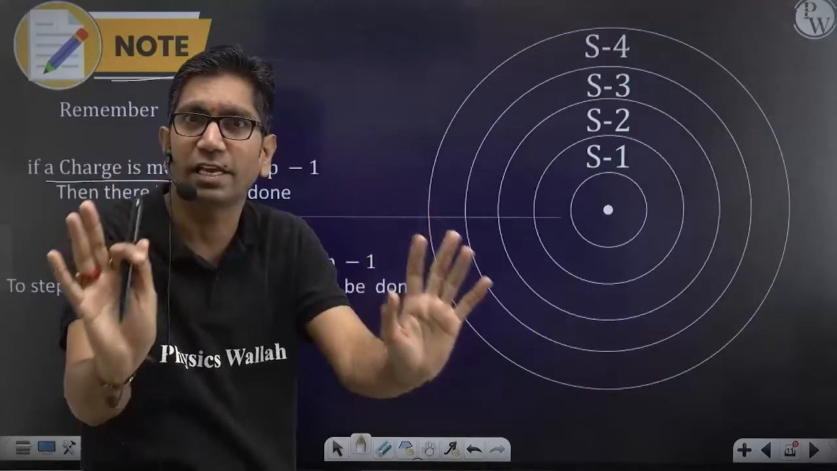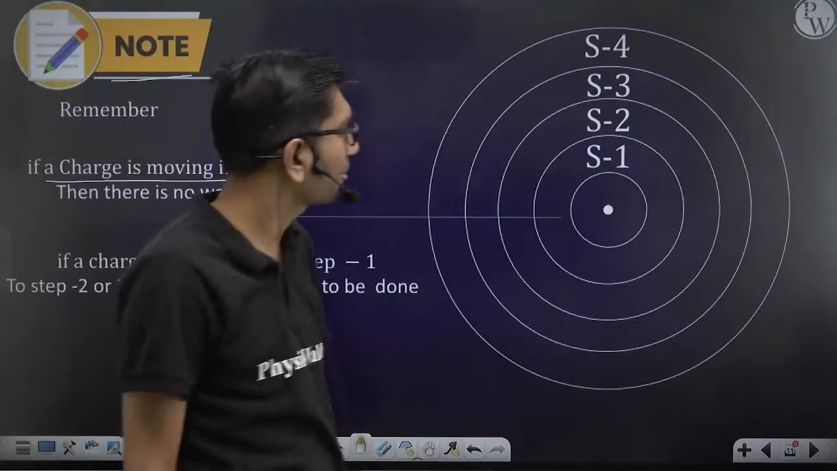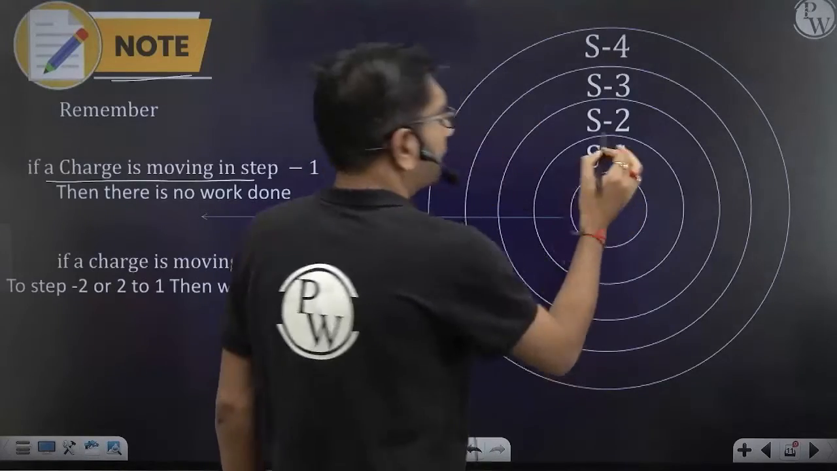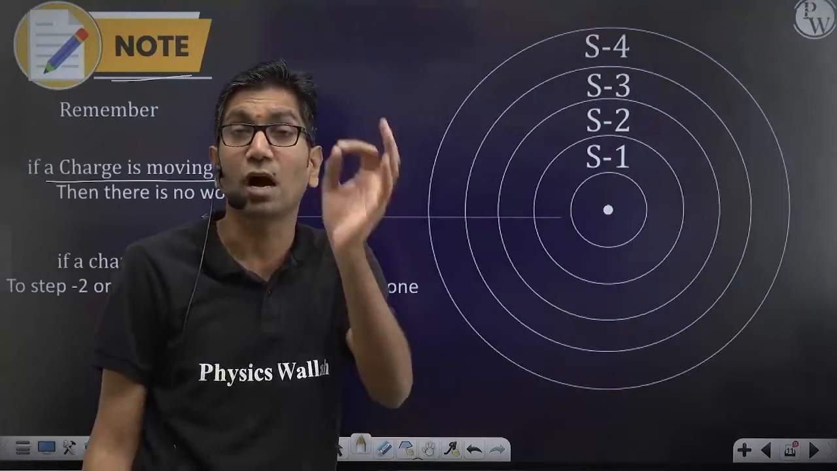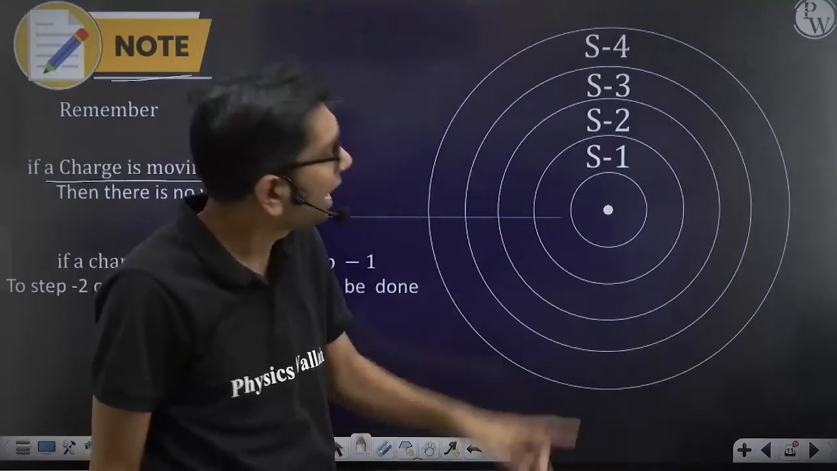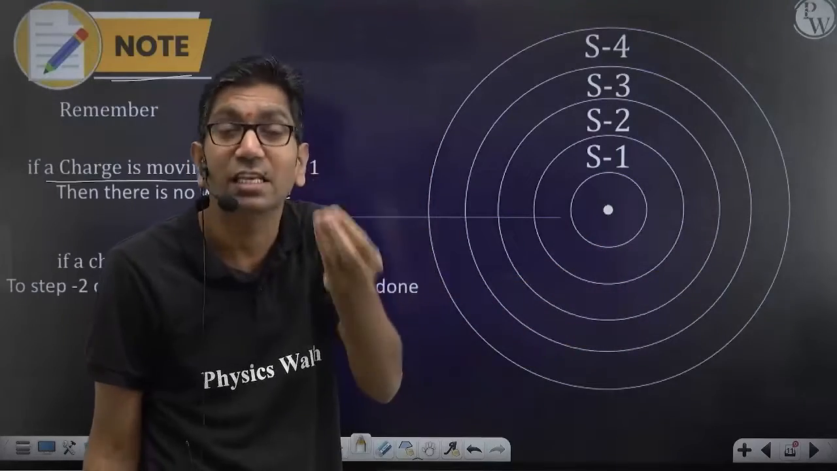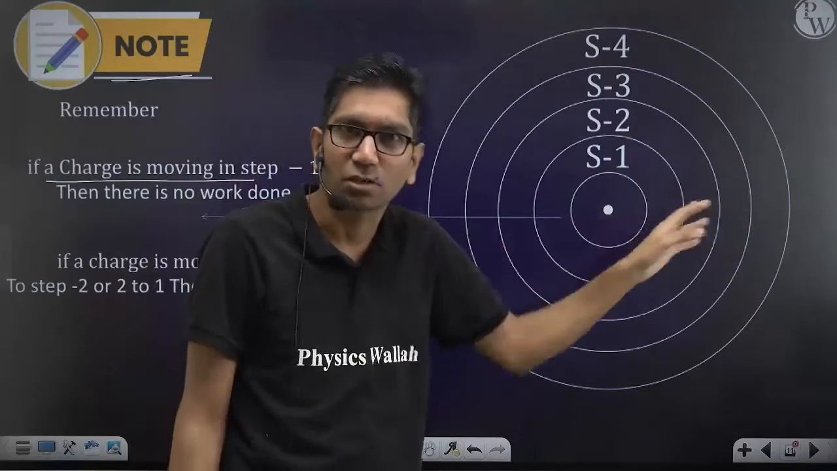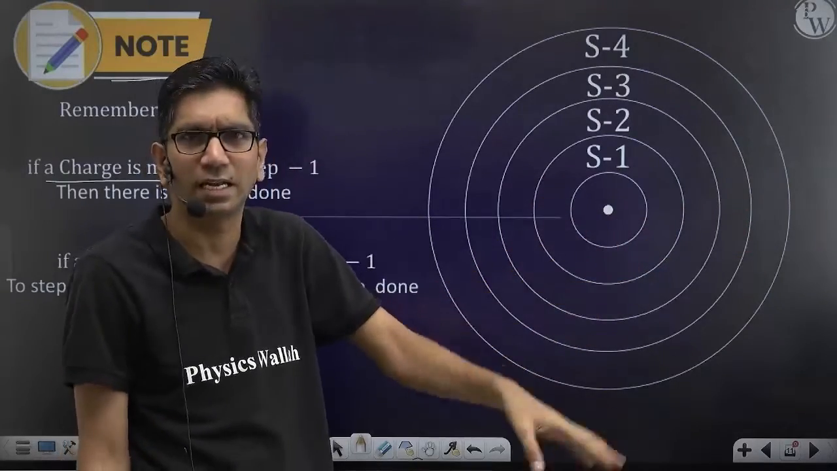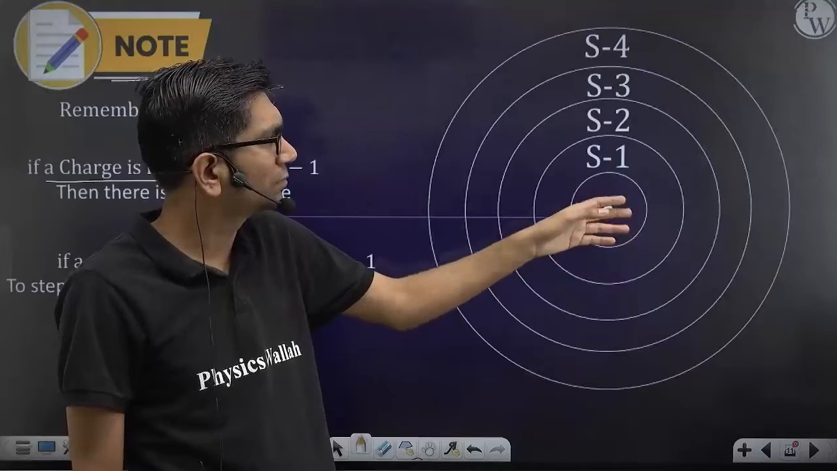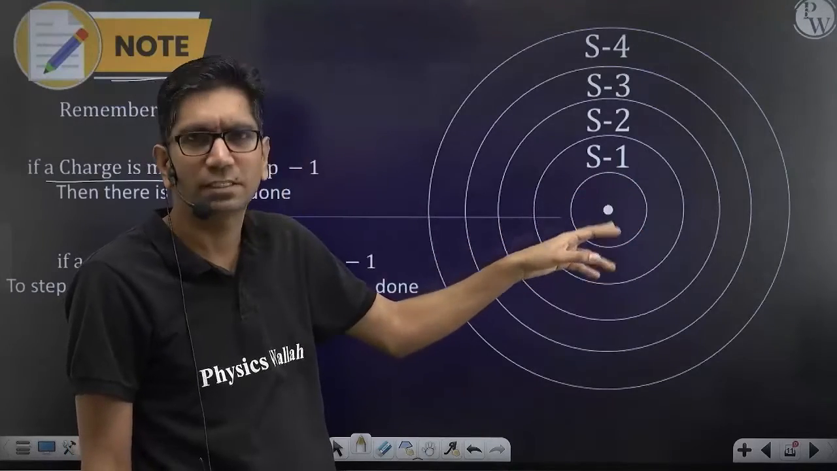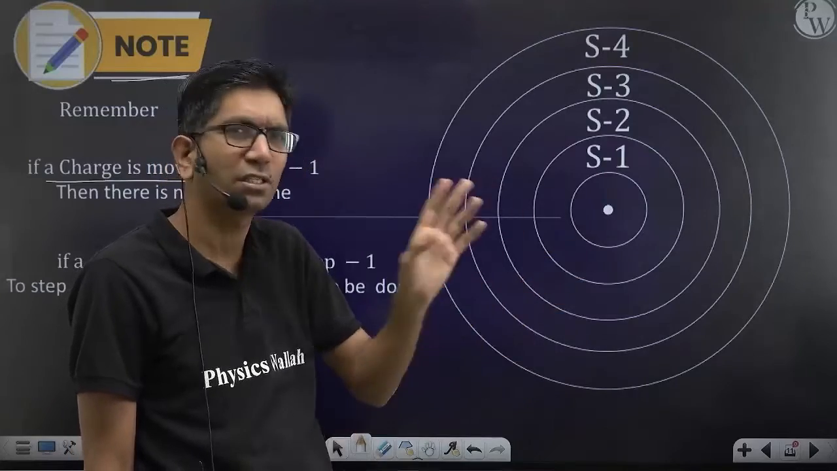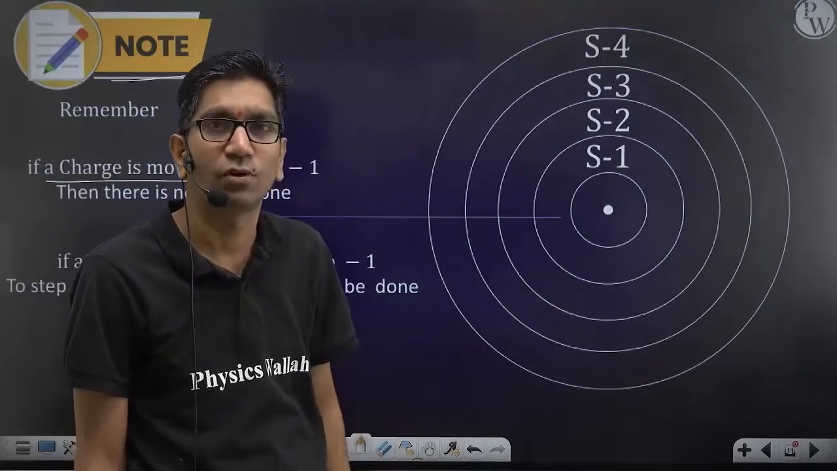Now listen carefully. You are in step 1. Actually, these surfaces are called equipotential surfaces. You will be getting that later. So I am explaining this roughly for you, but 100% this is helpful for you to solve the numericals.